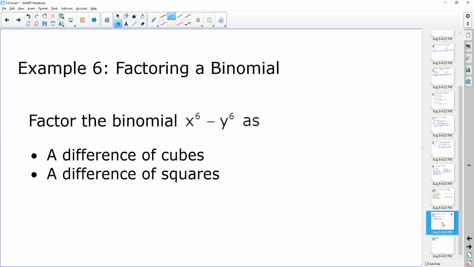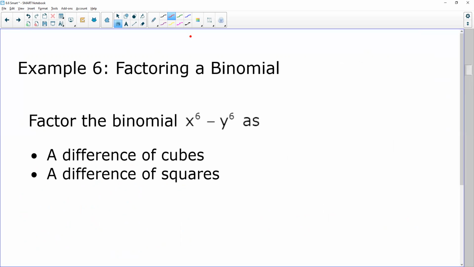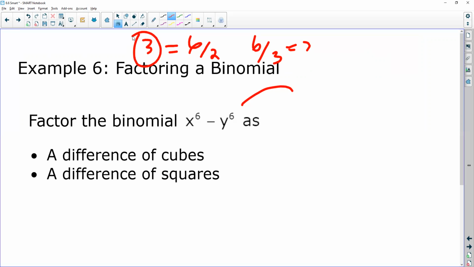All right, we have this binomial. This guy's kind of special. We're going to factor it as a difference of cubes and as a difference of squares. Either way works, interestingly, because 6 is one of those strange numbers that's divisible by 2 and also by 3. So we're going to do difference of squares first. If it's a difference of squares, I'm dividing 6 by 2, and I'm going to get 3 as my exponent. So I'm going to have x cubed minus y cubed, x cubed plus y cubed.